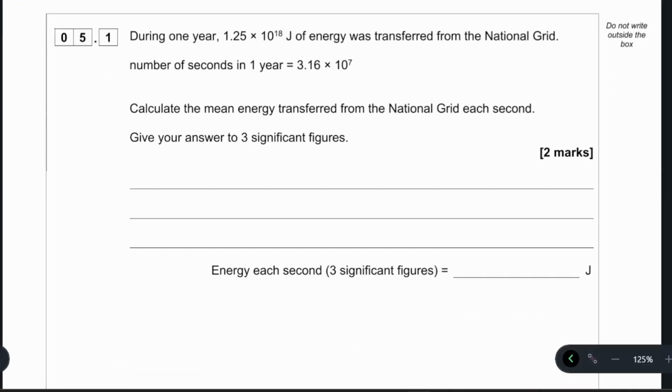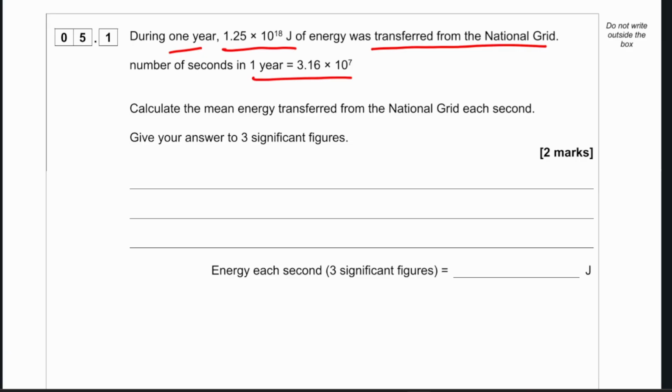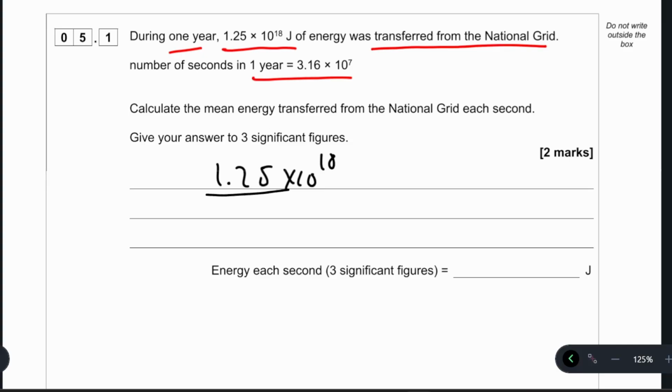Okay, question 5, we were told that during 1 year, 1.25 times 10 to the 18 joules of energy is transferred from the national grid. And the number of seconds in 1 year is 3.16 times 10 to the 7. Calculate the mean energy transfer from the grid each second. So in order to answer this, basically you want to take the total energy transferred, which was 1.25 times 10 to the 18, divided by the number of seconds in the year, because we want the mean energy per second. So the number of seconds is actually given to us quite helpfully. So you just divide that through by 3.16 times 10 to the 7.